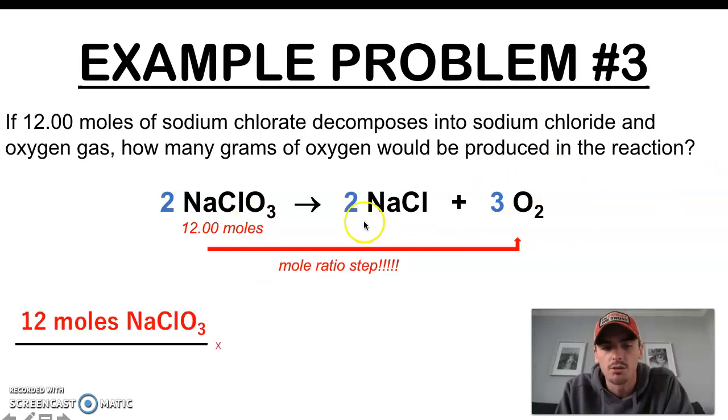So now I just rock and roll. I'm going to start with what I know. I know I'm given 12 moles of sodium chlorate. That's what I know I was given. And sometimes it'll be different things. It might be grams to start with. We just have to start with what we're given.